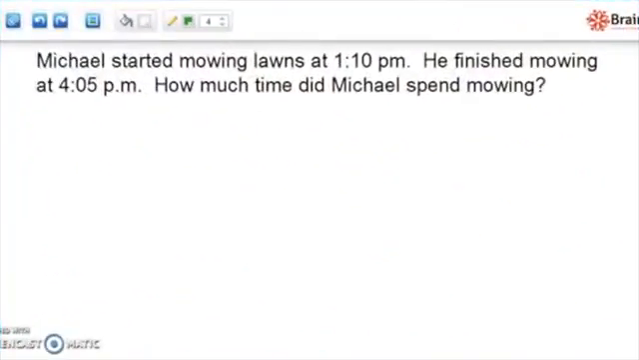Now let's look at another strategy we can use to solve an elapsed time problem. Let's begin by reading the word problem. It states that Michael started mowing lawns at 1:10 p.m. He finishes mowing at 4:05 p.m. The question is, how much time did Michael spend mowing?